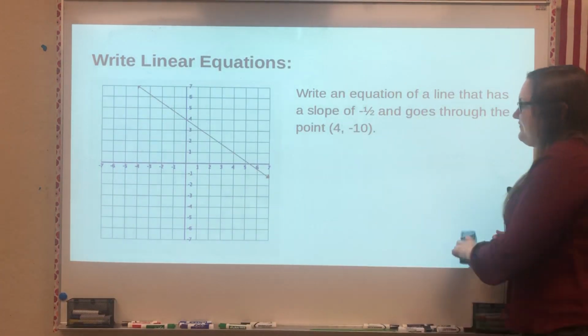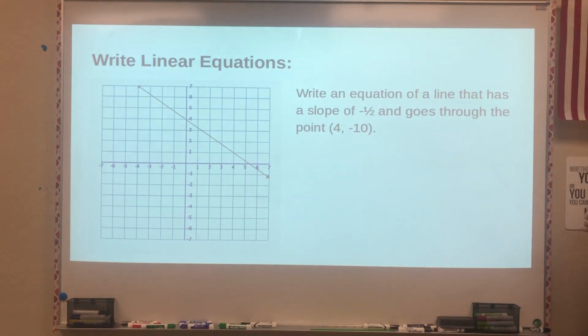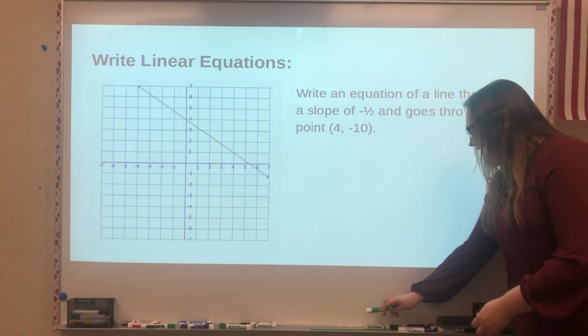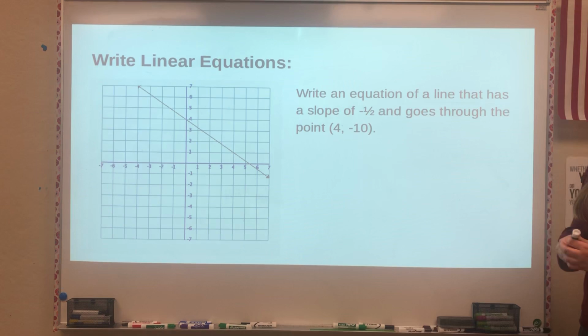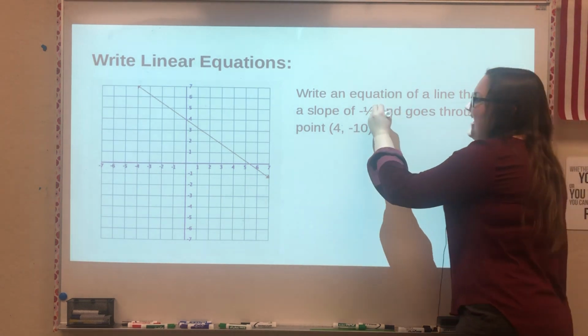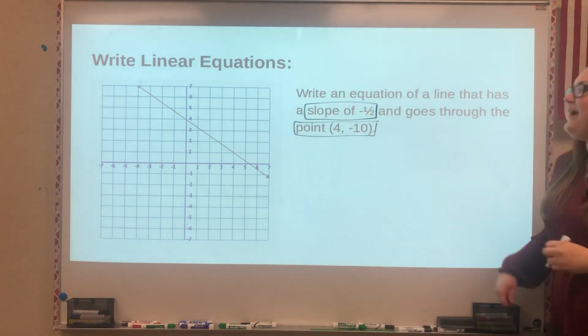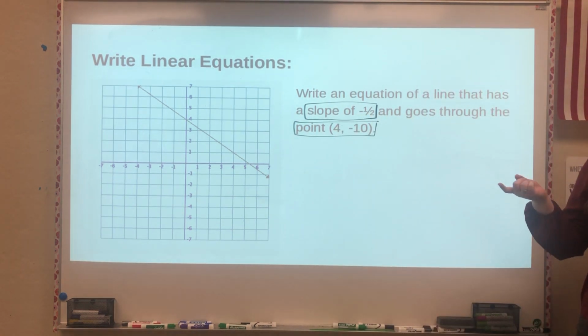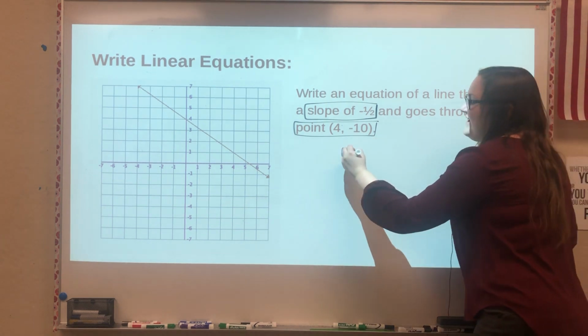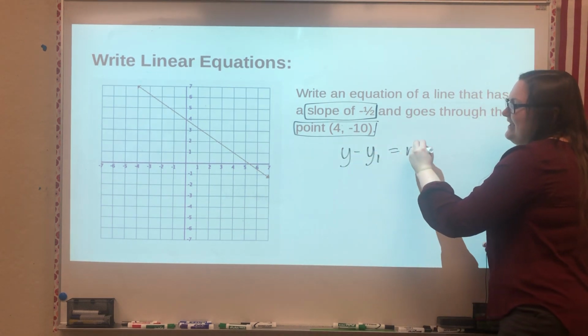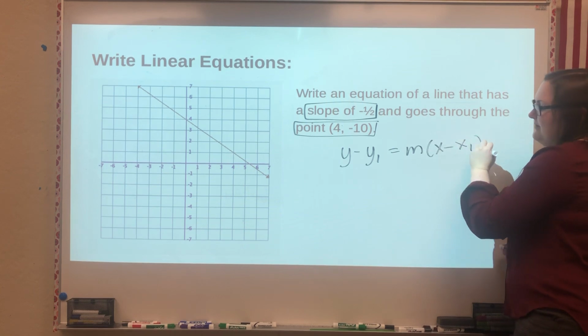Now the second question over here says write an equation of a line that has a slope of negative 1/2 and goes through the point (4, negative 10). Go ahead and try that one now. All right. If I wanted to write an equation using this information, I notice that I have slope and I have a point. If you have point and slope, you want to use point-slope form, which was y minus y1 equals m times x minus x1.